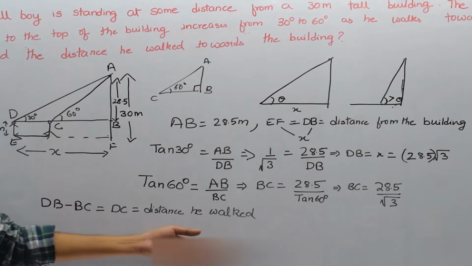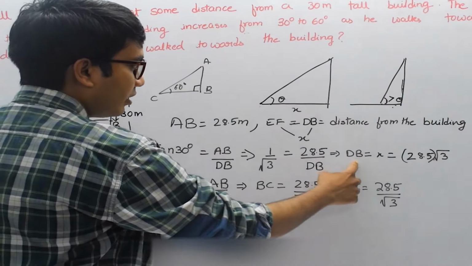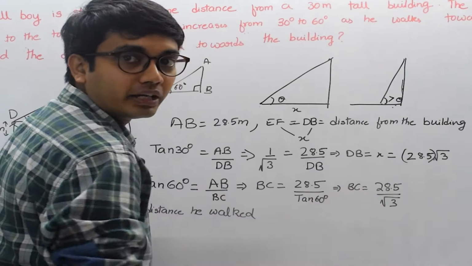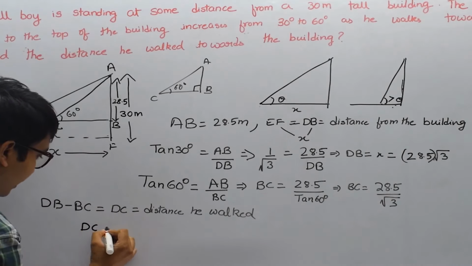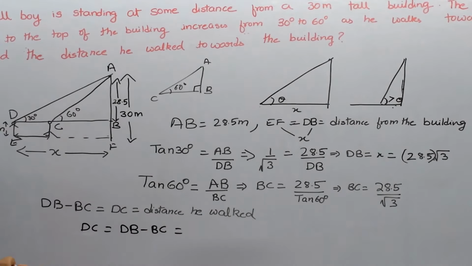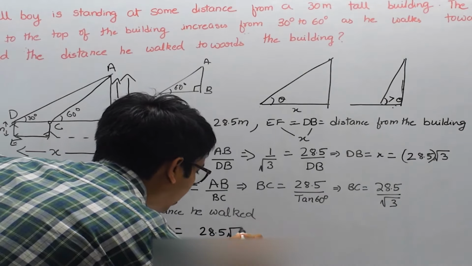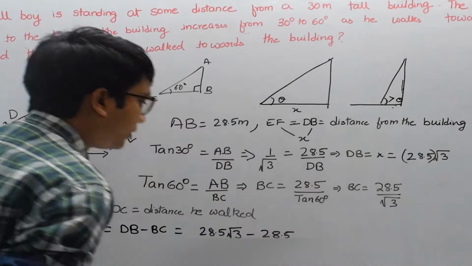So we want DC, which is the distance he walked. How did we get DC? Out of this DB, that is distance from building to the boy's eyes, I have subtracted BC. Then I'll get DC. So I got DB, which is X, which is equal to 28.5 into root 3, and I got BC, which is 28.5 by root 3. So DC is equal to DB minus BC, which is equal to 28.5 into root 3 minus 28.5 by root 3.